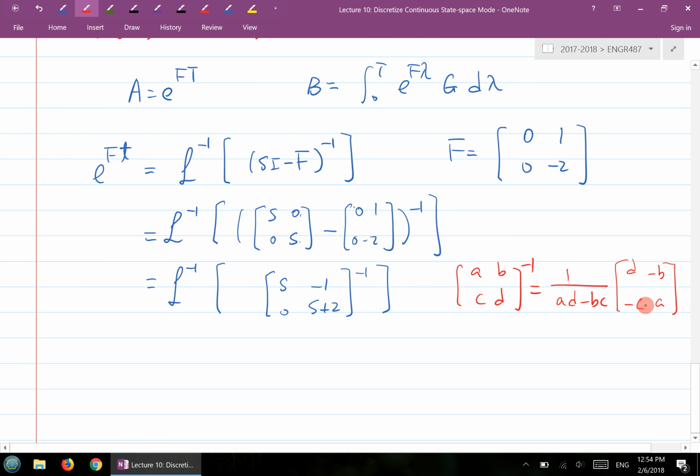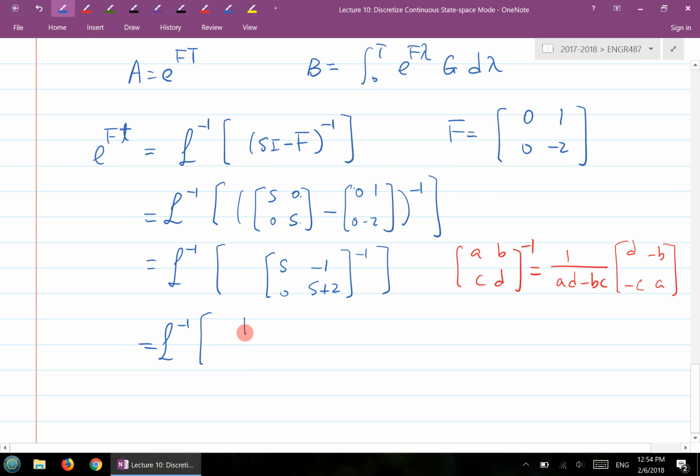That's the inverse of a 2 by 2 matrix. So as you can see, you shift the position for A and D, and then put a negative sign before B and C. Right? Okay. So let's use that formula for this one here. So inverse Laplace. What's the inverse of this?